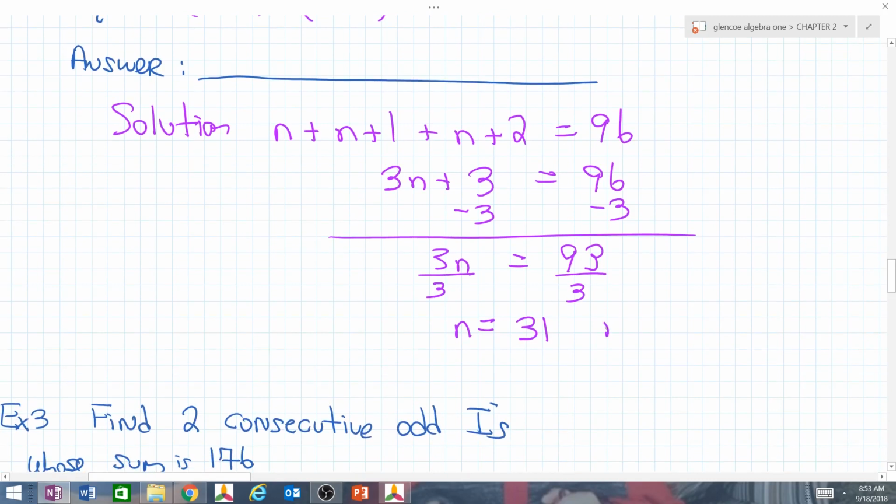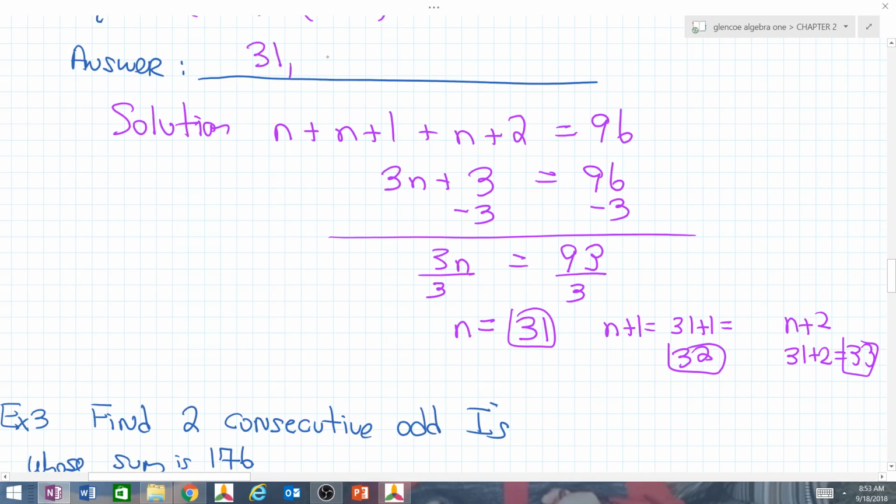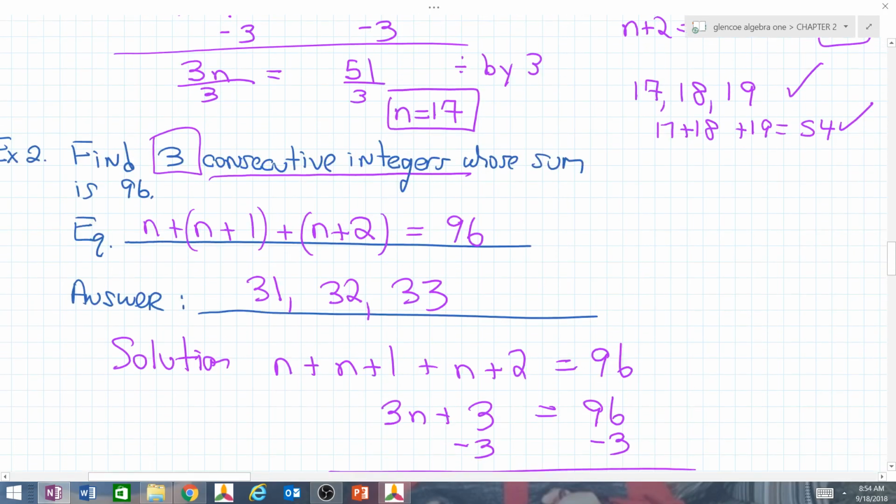And then n plus 1 would be 31 plus 1, or 32. And then n plus 2 would be 31 plus 2, or 33. So your solution would be 31, 32, 33. God bless you.